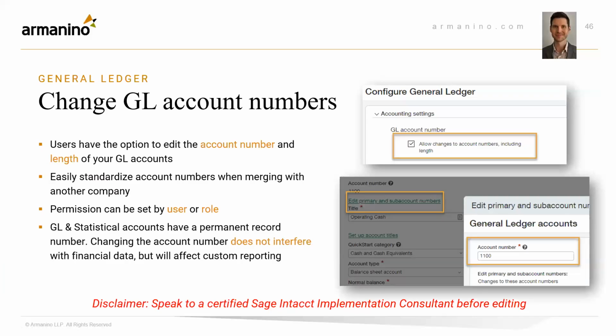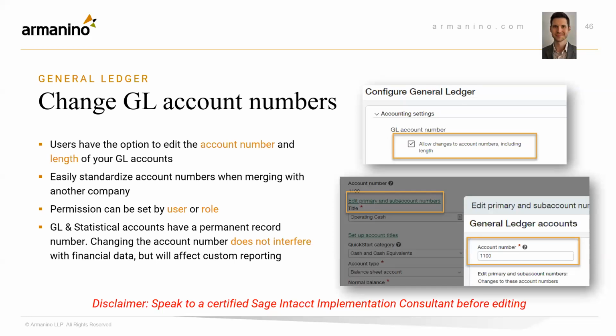So a new feature that has come out is the ability to adjust both the account number and the length of your GL accounts. A use case for this would be if you're merging with a company or another company is merging with you, and you want to standardize your chart of accounts to meet your needs. This can be done by editing your account number as well as the sub-account numbers.